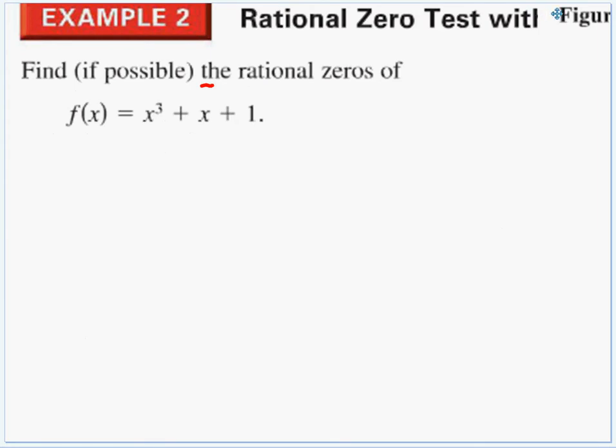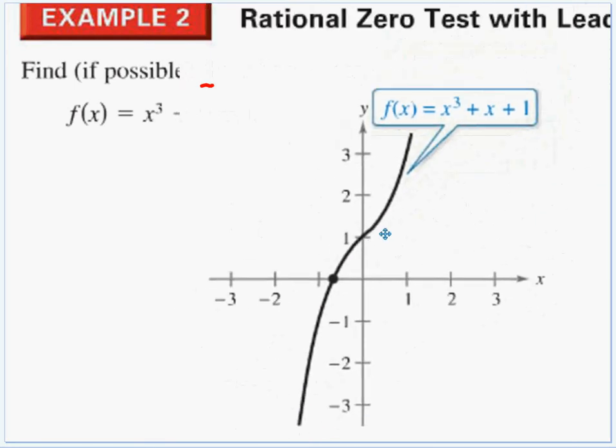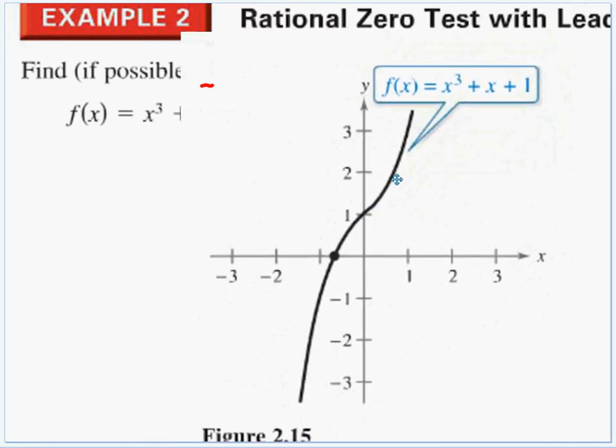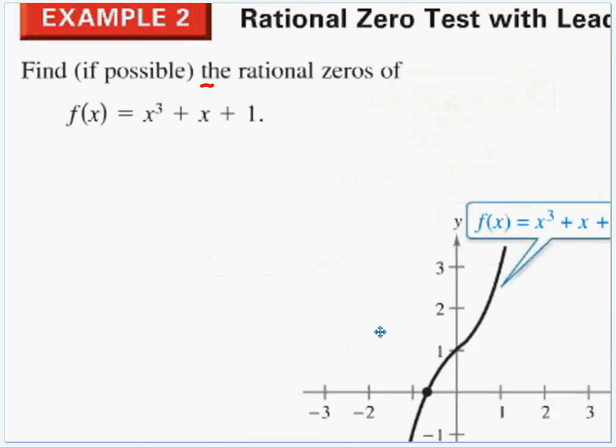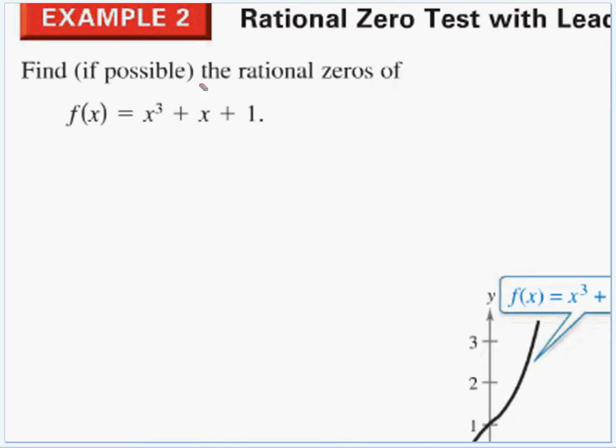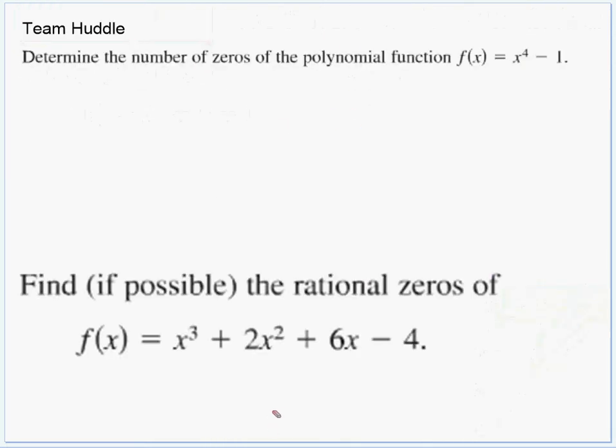Ooh, let's see the picture of this one. Here we go. So it does cross the x-axis at one point between 0 and 1, but again, that's an irrational number. The rational zero test is only going to work for rationals.